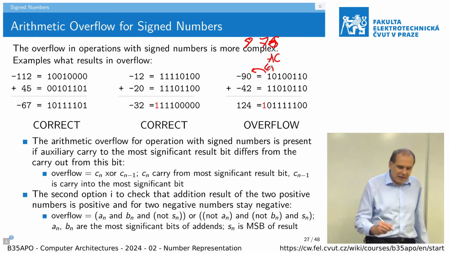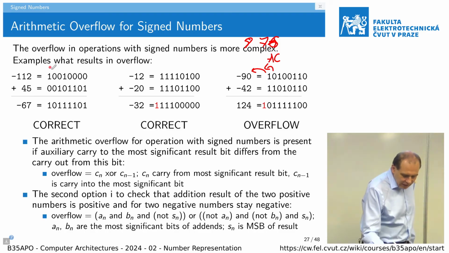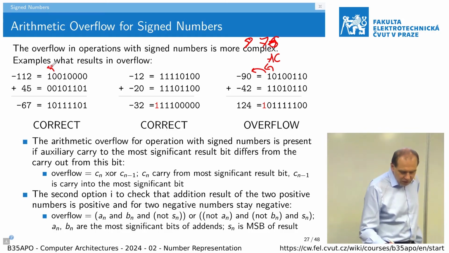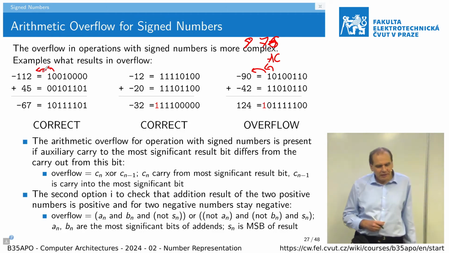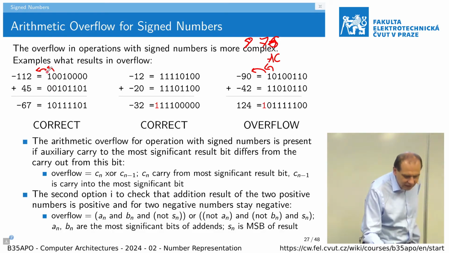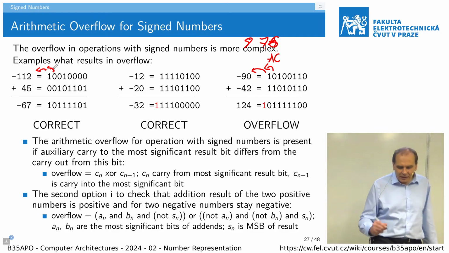And it is the same for positive numbers. If we add two positive numbers and there is no carry out of the most significant bit, but there is a carry into the most significant bit from the second most significant bit, then it is incorrect.